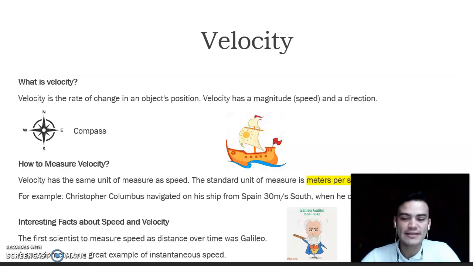A speedometer is a great example of instantaneous speed. We can find a speedometer in cars. So once again, when you are on a trip by car with your mom, have a look at the speedometer to see the speed.